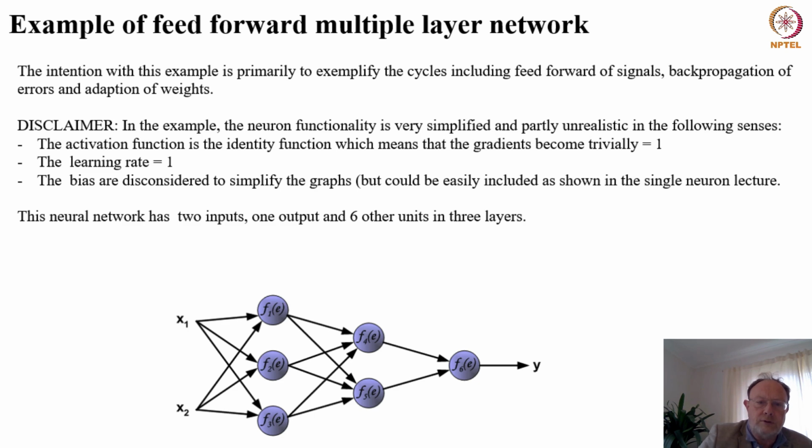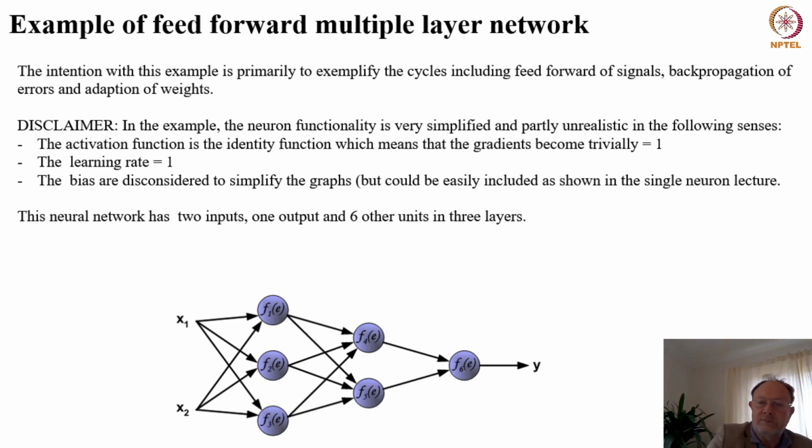adaptation of weights. In order to keep it simple and show you the principles, there are a lot of simplifications made for this example. So, for example, we have an activation function which is an identity function, which means the gradients become trivially 1. We have a learning rate of 1. We disregard the biases and so on. So what we have here is a network with 2 inputs, 1 output, and 6 other units organized in 3 layers. What I'm going to show you now is what happens in the, I would say, 4 phases that we have of this process.